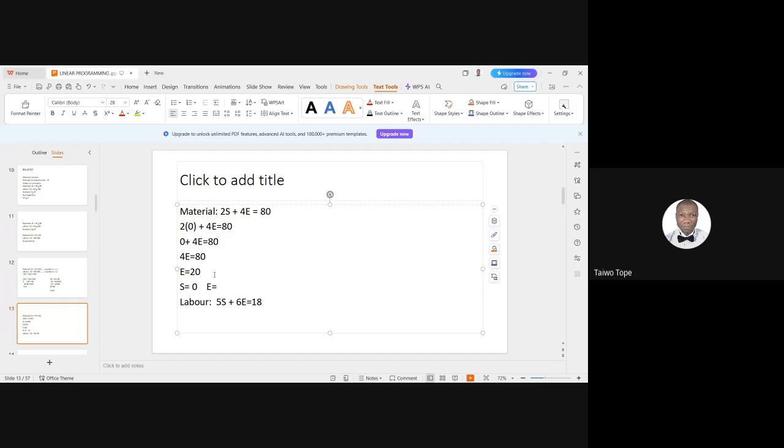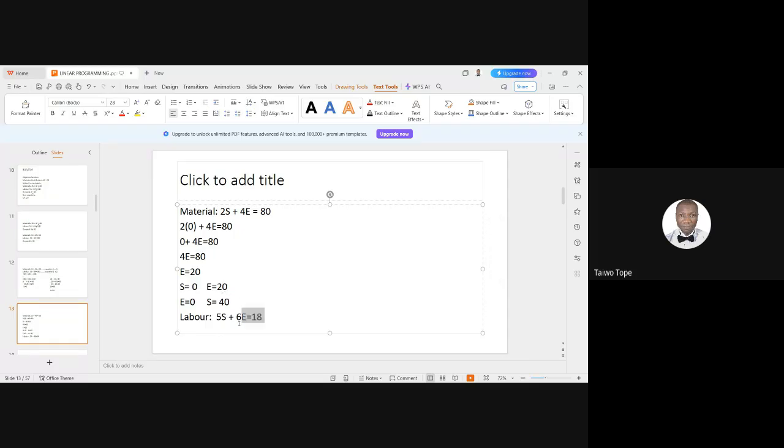So when e is 0, what is x? x will be 40. Yes, I don't think I need to show that again. 40. So take note of this.